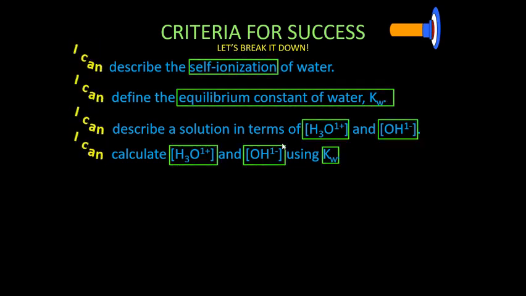1. Describe the self-ionization of water. 2. Describe the equilibrium constant, known as Kw. 3. Describe a solution in terms of the hydronium ion concentration and hydroxide ion concentration. And finally, 4. Calculate hydronium ion concentration and hydroxide ion concentration using Kw.